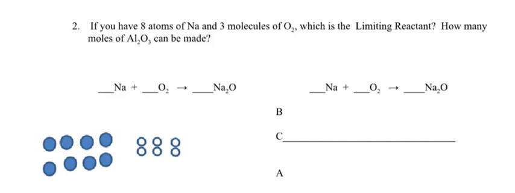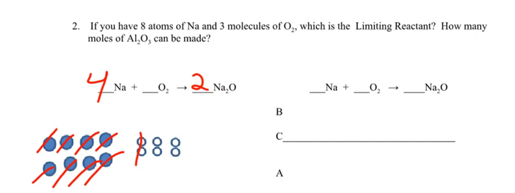Okie doke. So the first thing we need to do is balance this. I'll put a 2 here and a 4 here. So what does that tell me? For every 4 sodiums, I need 1 O2. So 1, 2, 3, 4, I need 1 O2. 1, 2, 3, 4, I need 1 O2. Well, can I keep going? No, I can't. I can only do this twice, so I can only make 2 products. And I do have leftover oxygens.